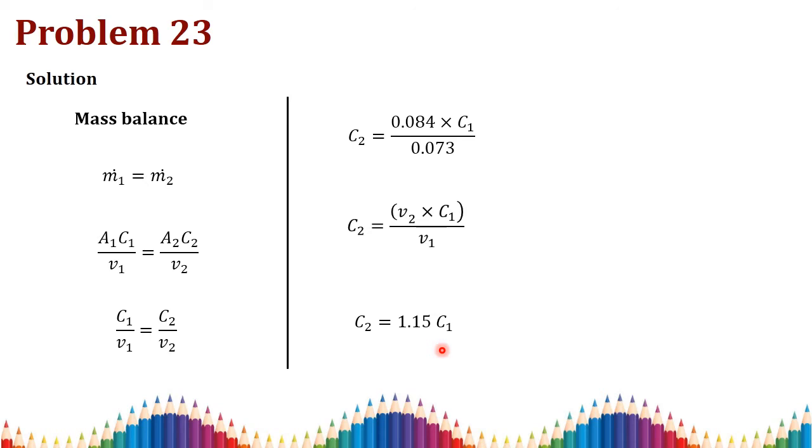So in terms of C1, because we didn't know the initial and the final velocities, C2 is equal to 1.15 C1. So keep the equation as it is.